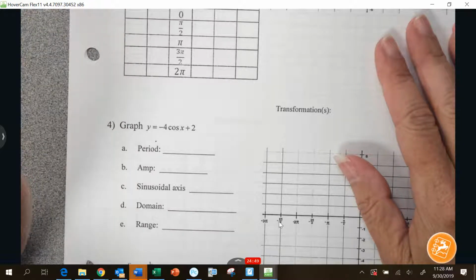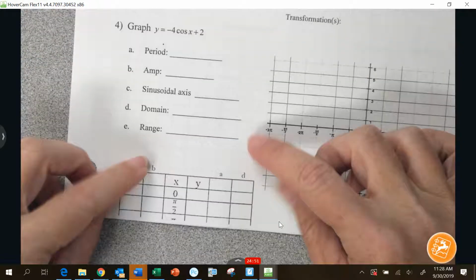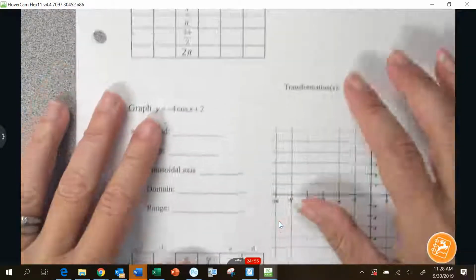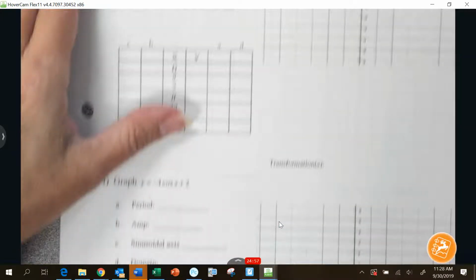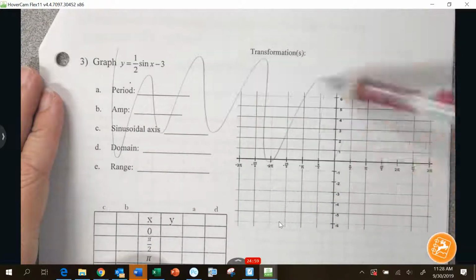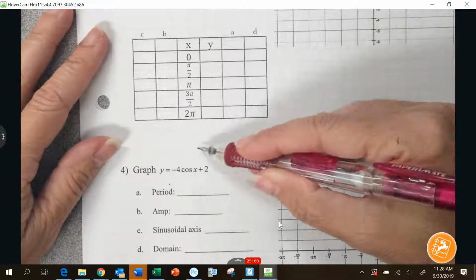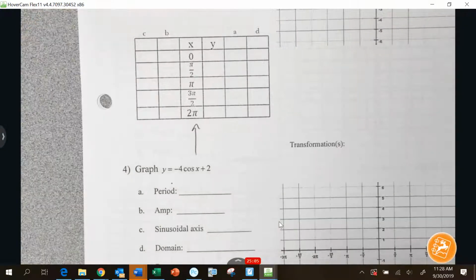Let's go to number 4, and it printed bad. I know it printed bad. So what I'm going to do is I'm going to skip number 3, and I'm going to use the table 3 for number 4 because it printed bad. I don't know what happened. But it had already printed, and that was a lot of paper, so I wasn't going to reprint them.